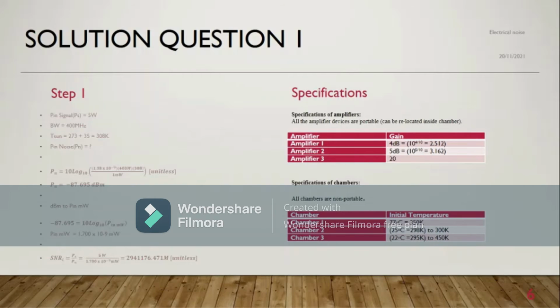To get the signal to noise ratio input, that is the ratio between the signal and noise power, we just divide the signal power by the noise power, and we will get 2941176.471 mega, in unitless. So we go to step 2.